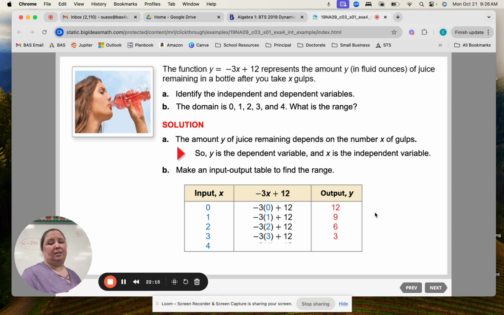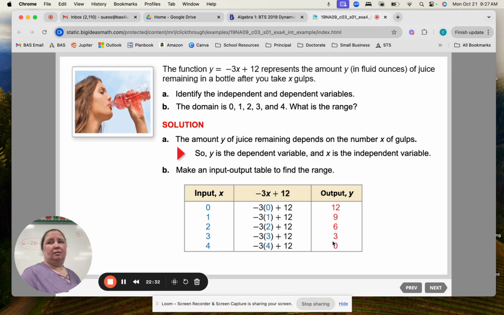Okay, and then my last one, if I plug in a 4, 3 times 4 is 12, negative 12 plus 12 is 0. So as I increase the gulps by 1, I am decreasing the fluid ounces by how much?